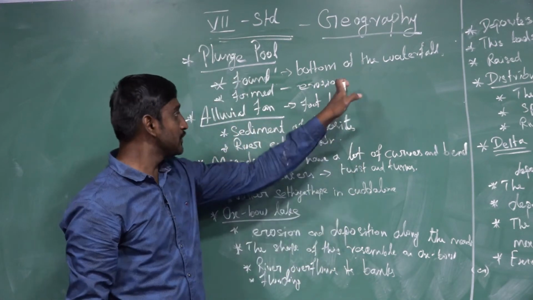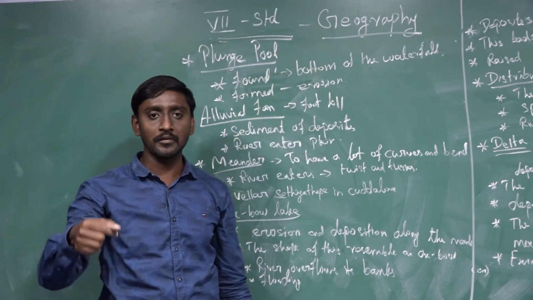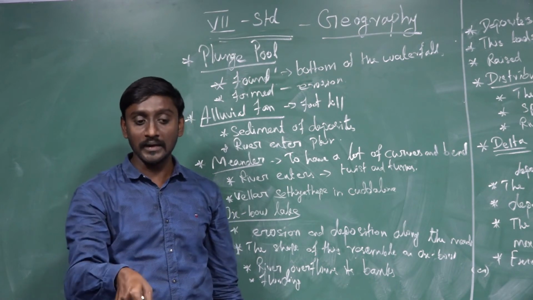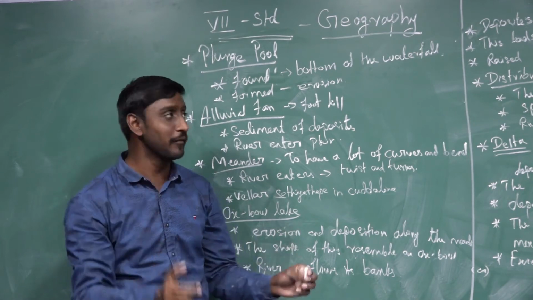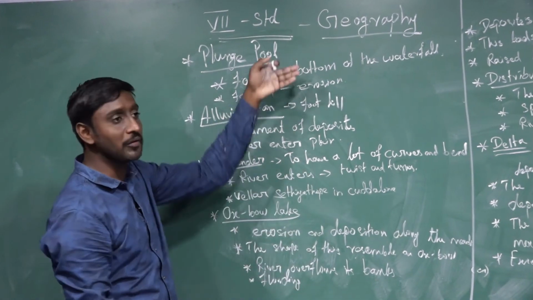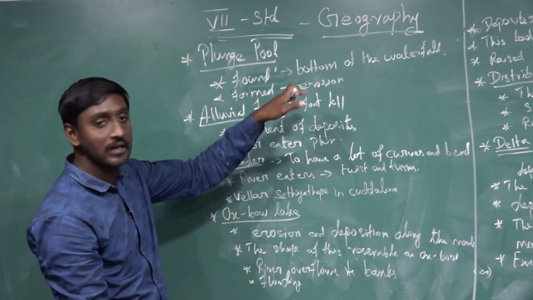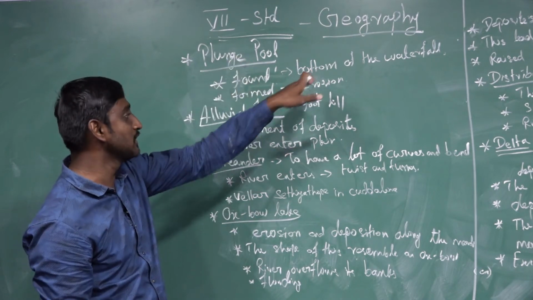As an example for the plunge pool, take one jug of water and pour it on the ground. You will see that the water makes a hollow in that place. In the same way, a large amount of water falls in the waterfall, and at the bottom of the waterfall it makes a plunge pool. That is a plunge pool.